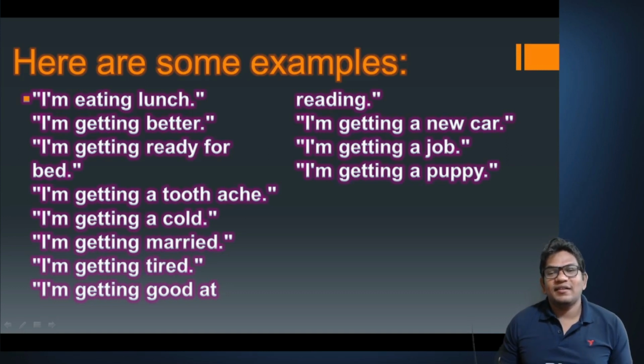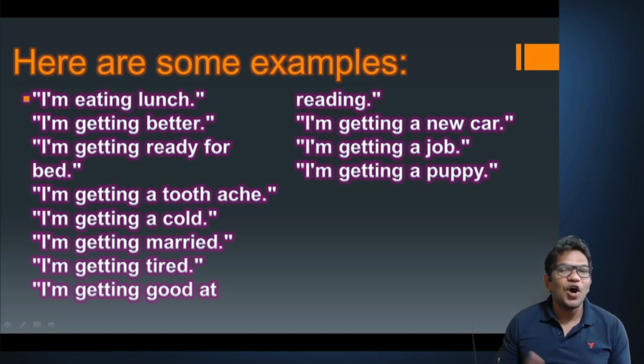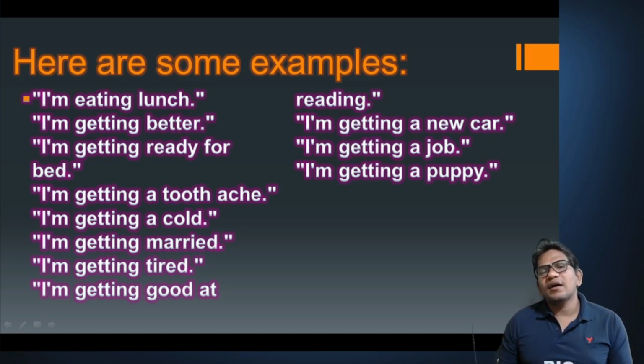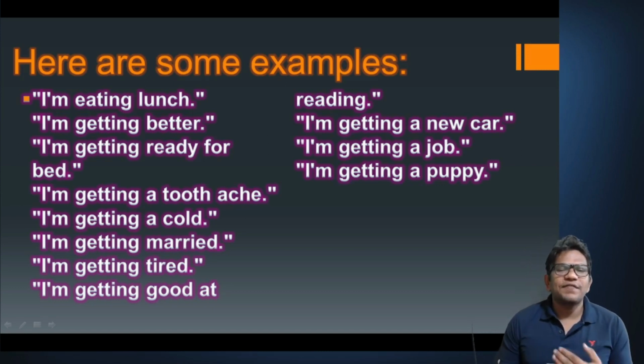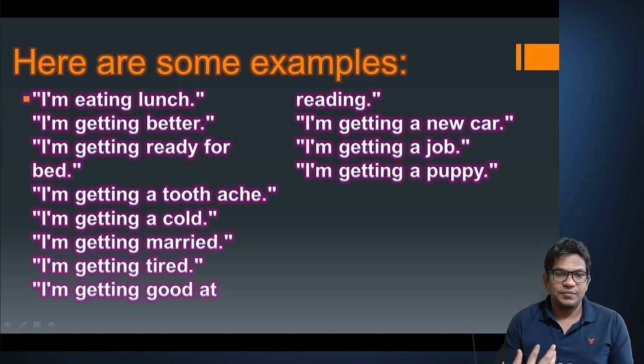I'm getting married next year. I'm getting tired. I'm getting sick of it. I'm getting good at reading. I'm trying to understand what you're saying. I am getting a new car on my birthday. I'm getting a job. I'm getting a puppy. I'm getting a necklace. I'm getting a good gift. There are so many sentences we can make with I am getting, and these are very useful. Whenever we use I am getting, you are telling what you are getting, possession.